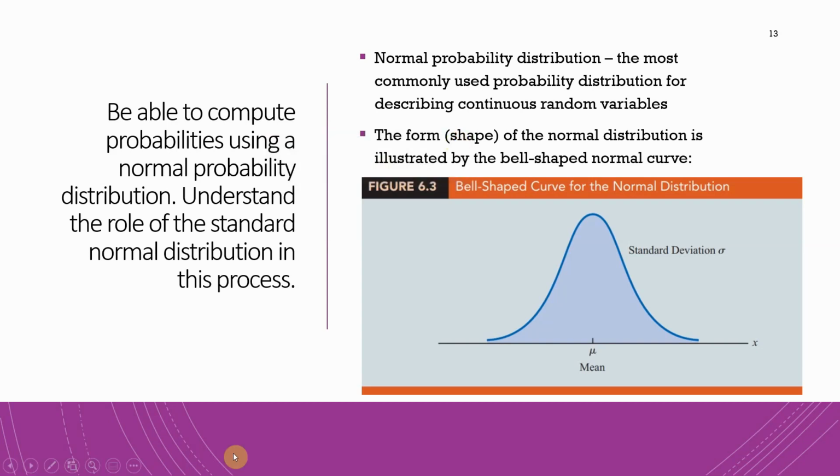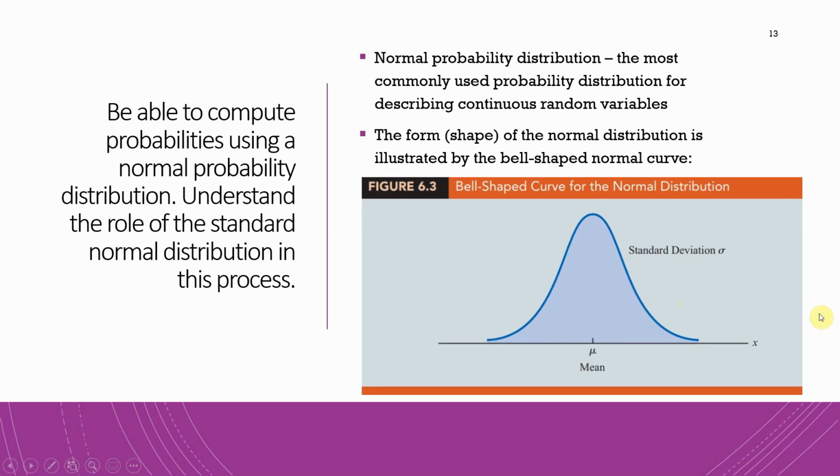Okay, so the second type of probability distribution we're going to talk about for continuous random variables is the normal probability distribution. It's the most commonly used probability distribution when describing continuous random variables, and it's probably something you're familiar with. We've already talked about it in this course. It's this figure right here. It's the bell-shaped curve. So when you hear about the bell-shaped curve, we're talking about the normal probability distribution.